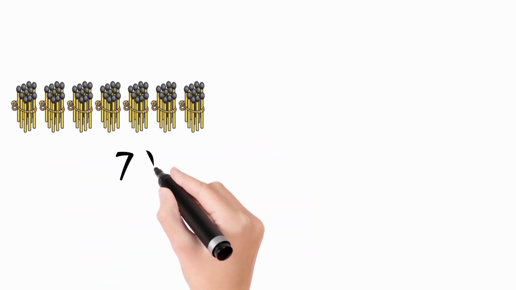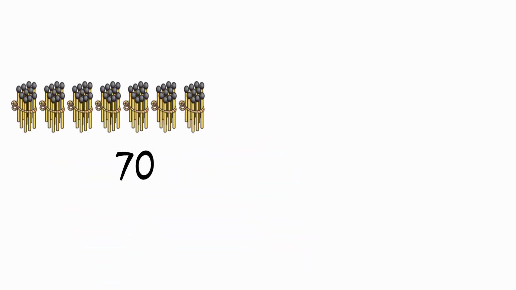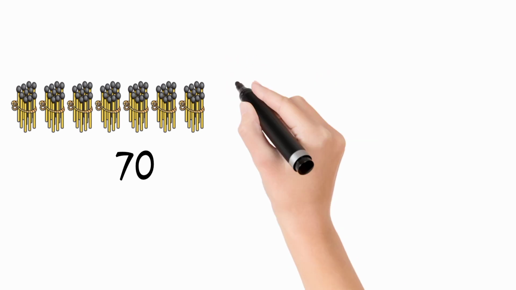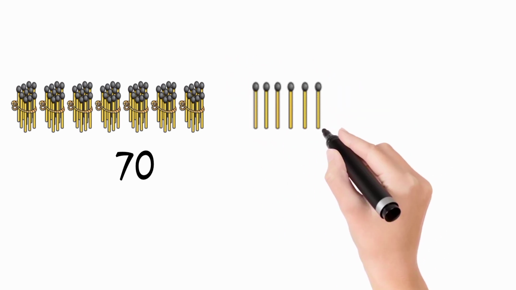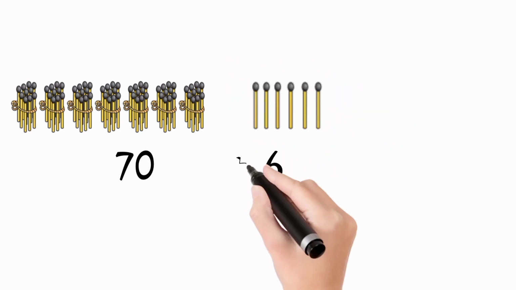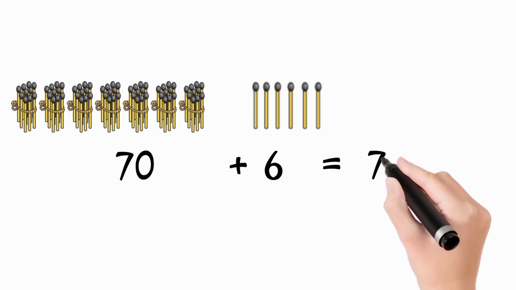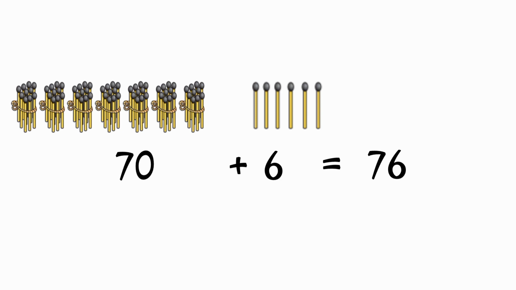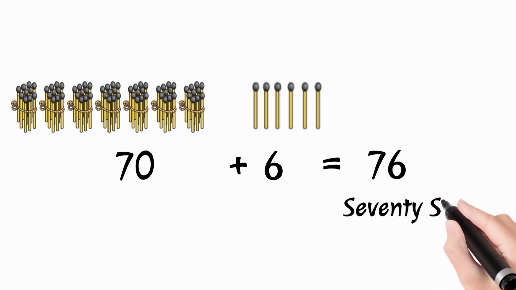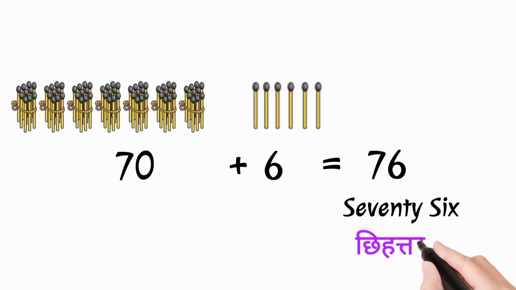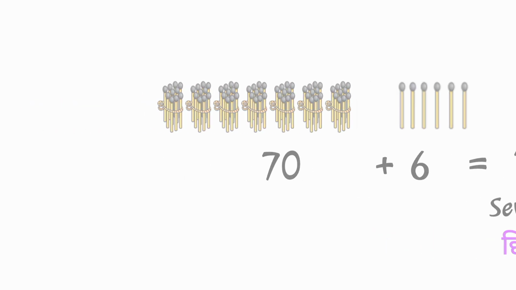Now we have 7 bundles, which means 70, and 6 loose matchsticks. So 70 plus 6 is equal to 76. 7 tens and 6 ones. 76. इसे 76 कहते हैं.